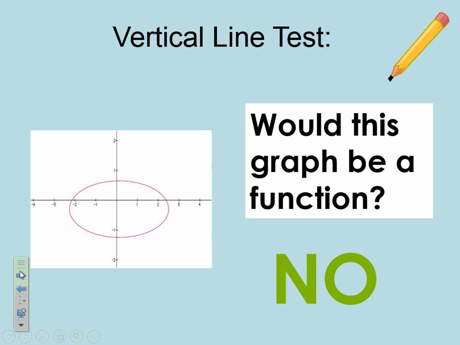Okay? So the whole idea of a vertical line test and understanding the vocabulary, relation, function, domain, range, that's where we want to start here as we continue to build our knowledge of functions.